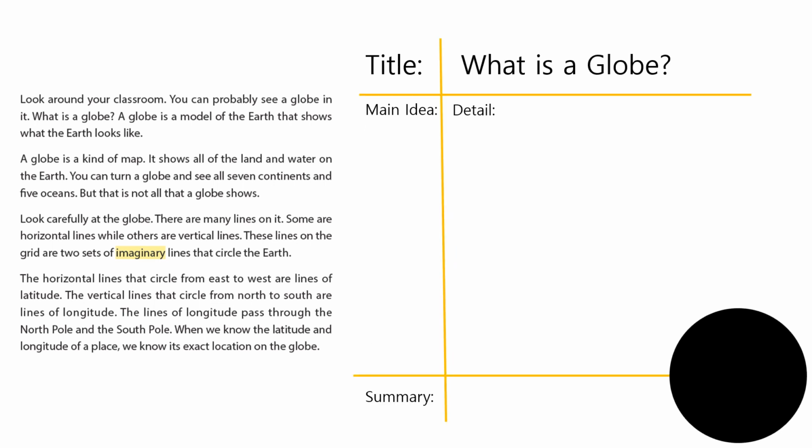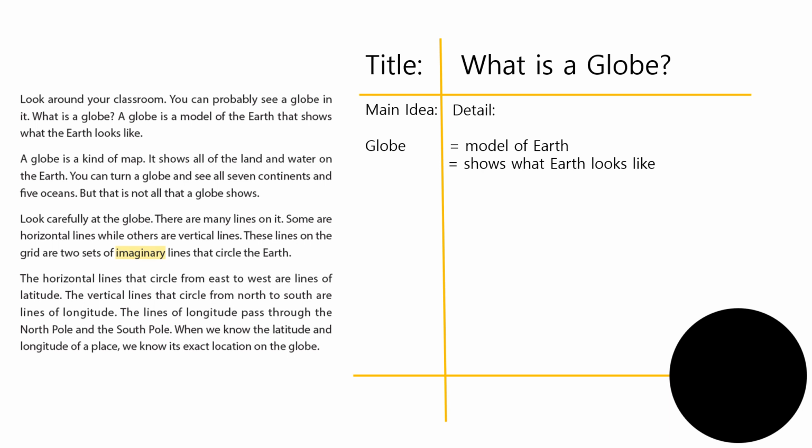첫 번째 문단의 중요 포인트가 뭘까요? classroom, 반을 둘러보면 보이는 게 있대요. 아마 globe, 지구본이 있을 거래요. Then what is a globe? It says a globe is a model of the earth that shows what the earth looks like. 그럼 여기에서 중요 포인트가 뭐예요? globe는 it's a model of the earth. 이 model of the earth는 지구가 어떻게 생겼는지를 보여주는 거래요.